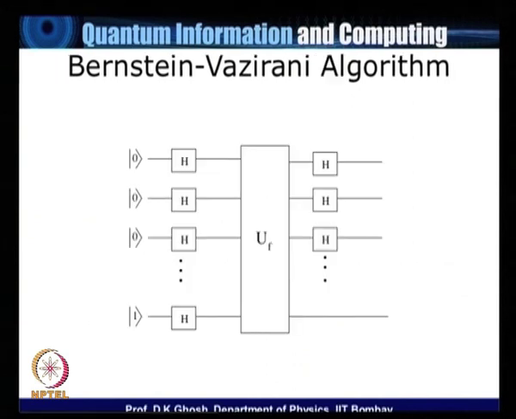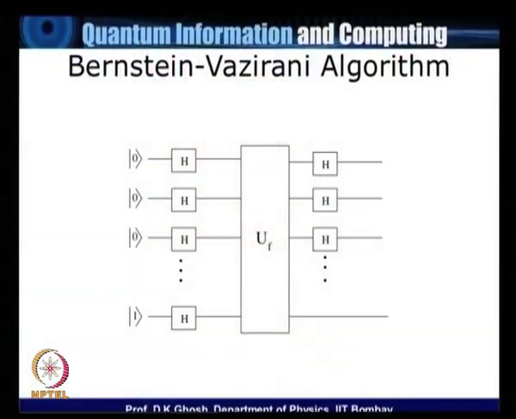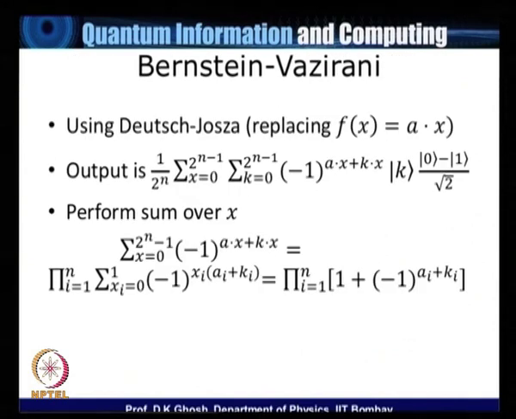Now, basically what I have drawn here is the same picture as that of the Deutsch-Jozsa, with the oracle being that oracle which computes for a given x, a dot x. So let us look at that. What I have done in the second line of the slide is to rewrite the Deutsch-Jozsa expression for the output, accepting that in place of the f(x), I have written a dot x. So this is a dot x plus k dot x.